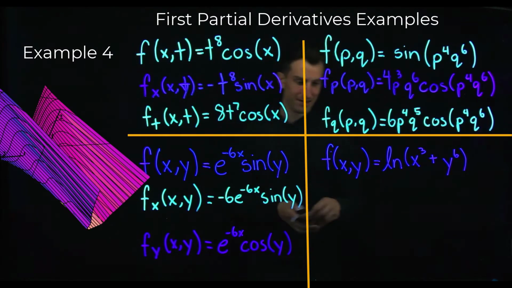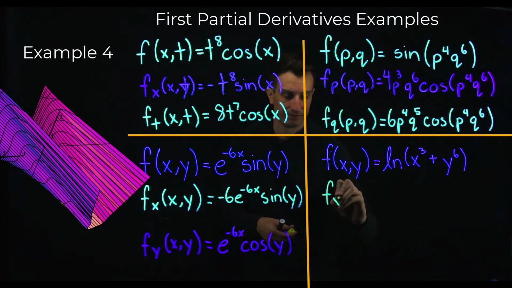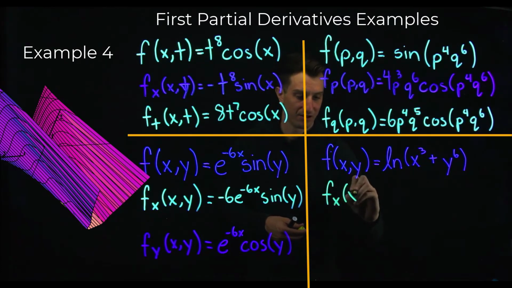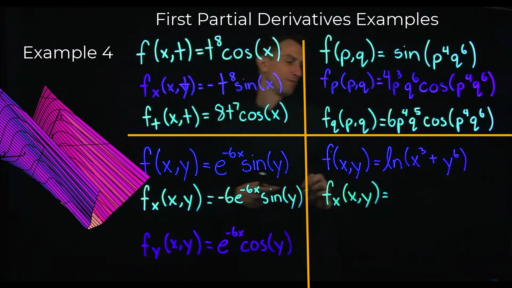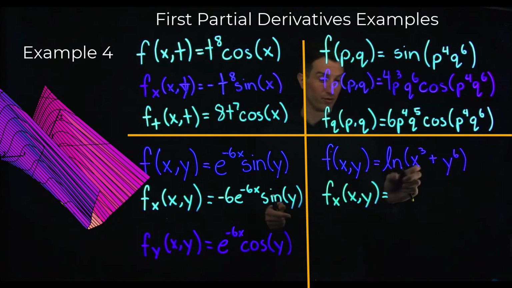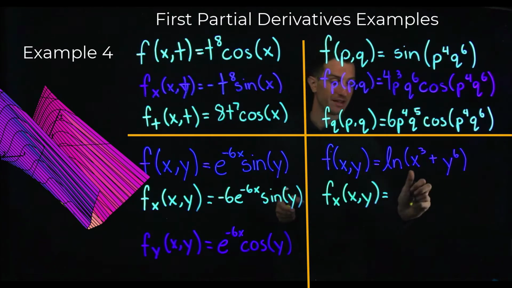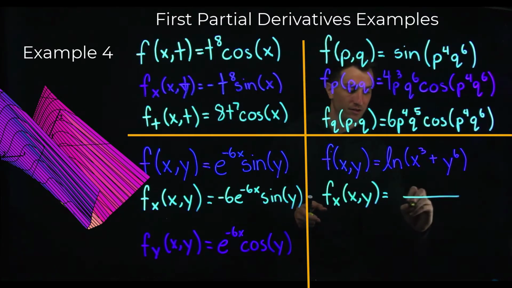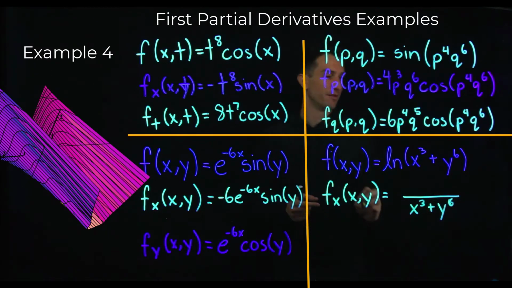So let's go ahead and we will do f sub x of x comma y. And because we're a little short on space, I'm going to write my fractions a little bit funny. According to our rule for natural log, our function x cubed plus y to the 6 goes in our denominator. So x cubed plus y to the 6. That is a 6. I feel like I might have made it worse.